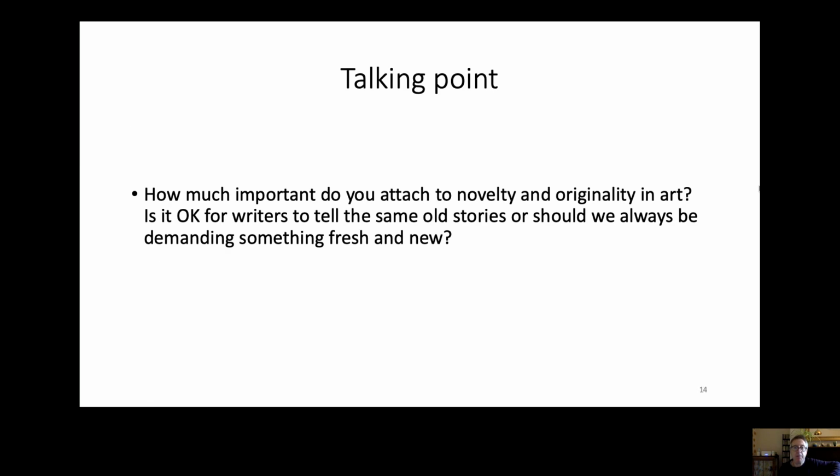So this brings me to my next talking point, my point for discussion. How much importance do you attach to novelty and originality in art? Is it okay for writers to tell the same old stories, back to Rapunzel, back to the story of the Seven Samurai, let's tell that again, or back to the story of the cowboy and the gunslinger, let's tell that again? So is it okay for writers to tell the same stories over and over again?